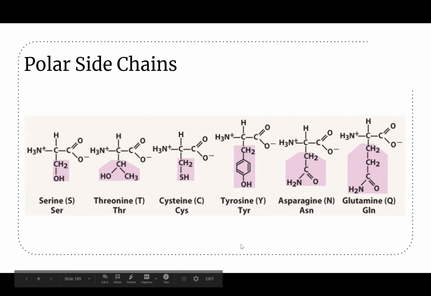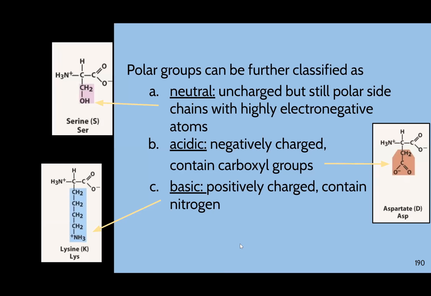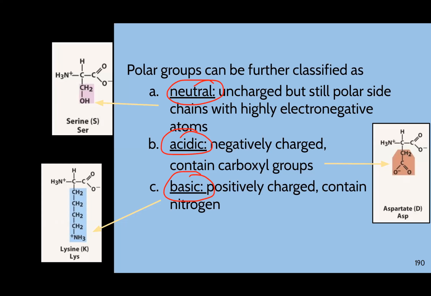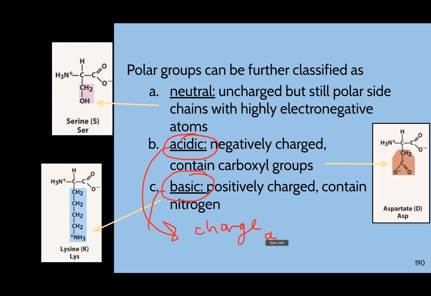Now, polar side chains actually have 3 different types. You can categorize them as either neutral, acidic, or basic. We looked at the neutral side chains on the last slide. These are our neutral side chains. These are still polar side chains with highly electronegative atoms, but they are not charged. They are not going to donate protons to the solution. The way you can tell the difference is usually there's going to be a charge associated with acidic and basic amino acids.